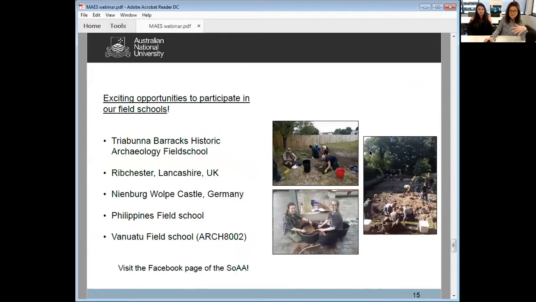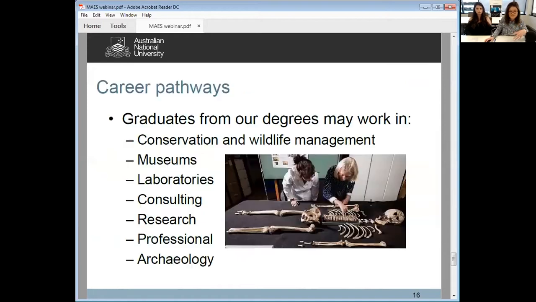Here's just a couple of field schools that we also run through our archaeology staff at the ANU, and it's all very exciting, covering lots of different areas of the world. We have field sites that are a bit more local, such as a field school in Tasmania, but we also have a bunch of places in Germany and the Philippines, as well as Vanuatu. So quite a lot of exciting hands-on, practical experience in the field.